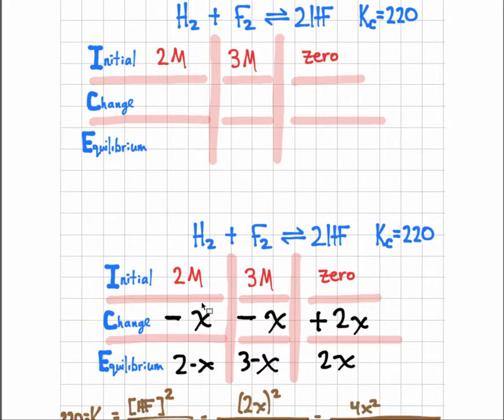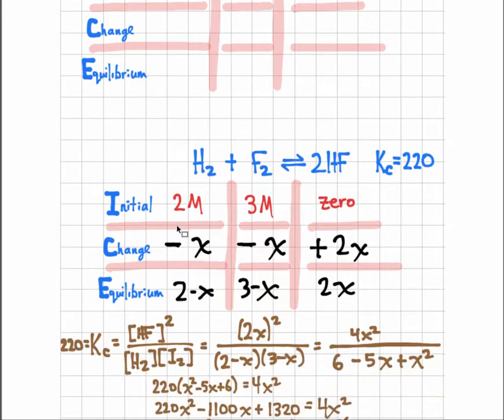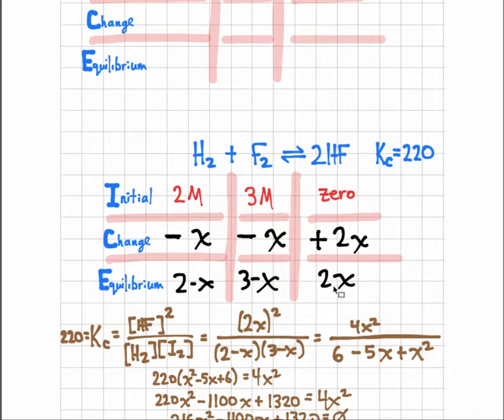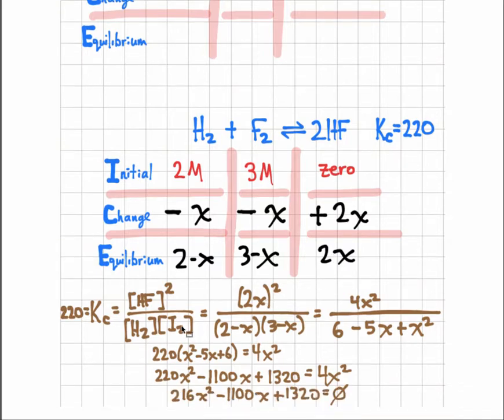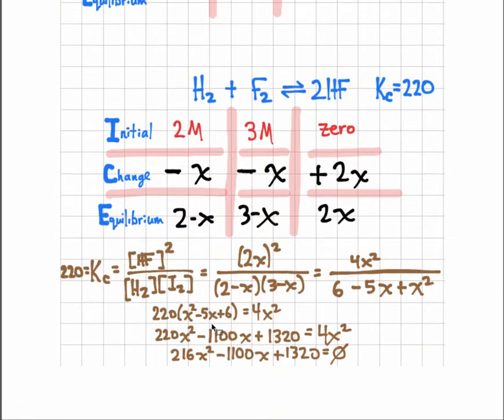But then, of course, we don't know what X is. That's part of the utility of algebra, I guess. 2 minus X and 3 minus X, but here I have 0 plus 2X, which gives 2X. And like I mentioned on my last video, I should call that F. I don't know where this note ever came from or went to, but it's a typo. So change that to an F, F2. So F2 and H2 go in the denominator. The HF goes in the numerator squared. 220 must equal that ratio. And I don't know what X is.